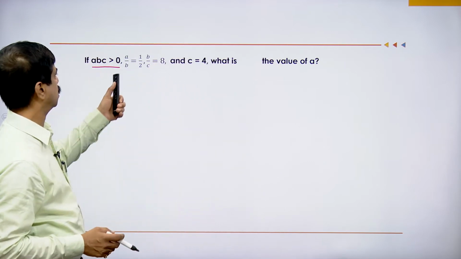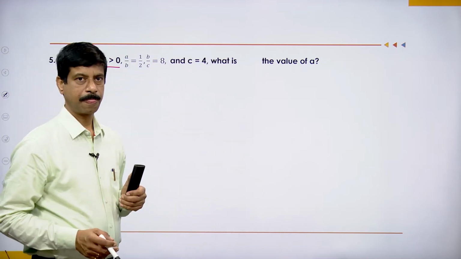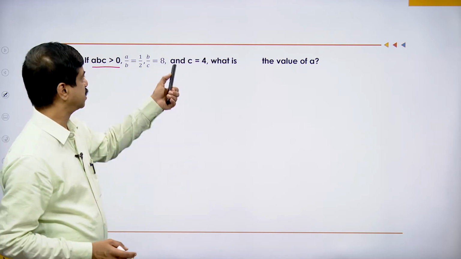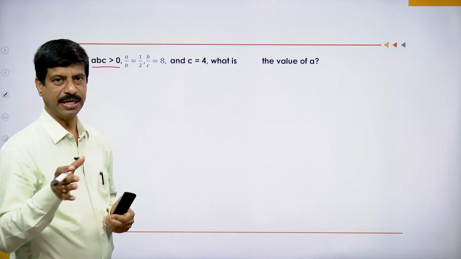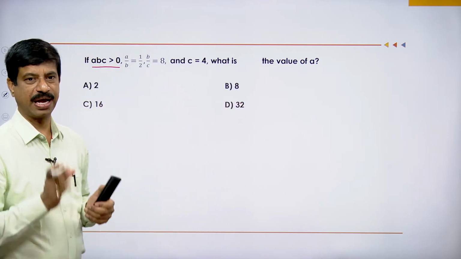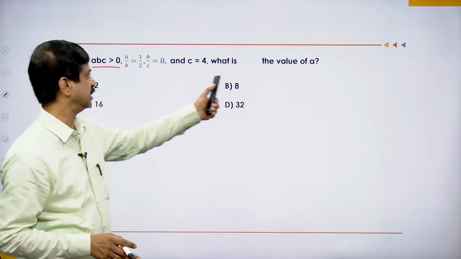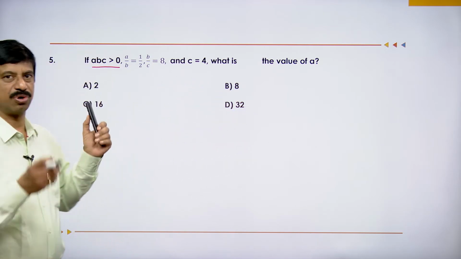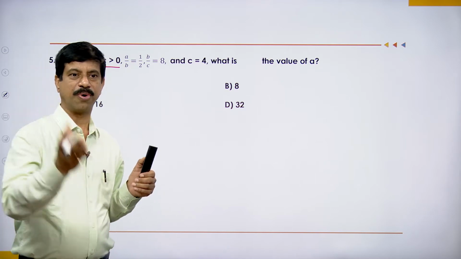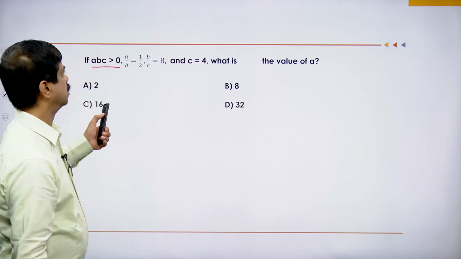A by B equal to 1/2, and B equal to 8C, and C is 4, he said. So clearly both A and B should be positive or both A and B should be negative. Now you see, clearly there is no negative answer given. Therefore, this is very clear that A and B are also positive. Right, children? So now look at this.